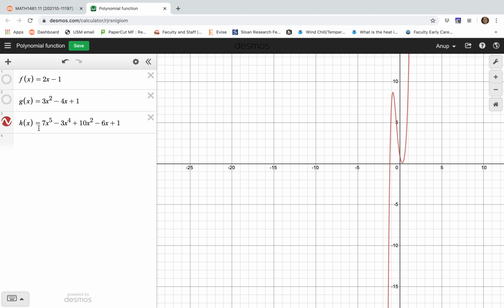And here is an example of a 5th degree polynomial. You can see here this is the shape of the 5th degree polynomial, and there is an x-intercept somewhere over here. It is negative 1.183, and the y-intercept is 1 in this case.